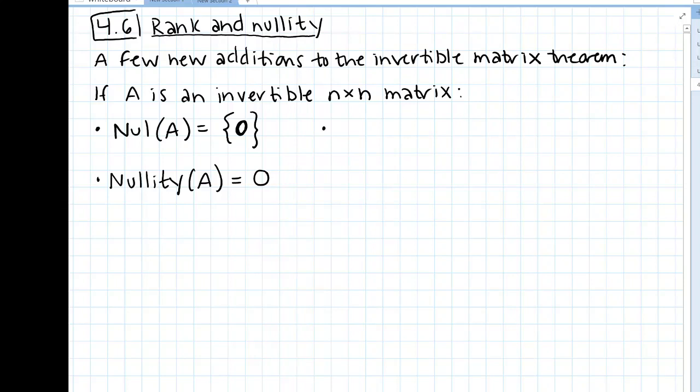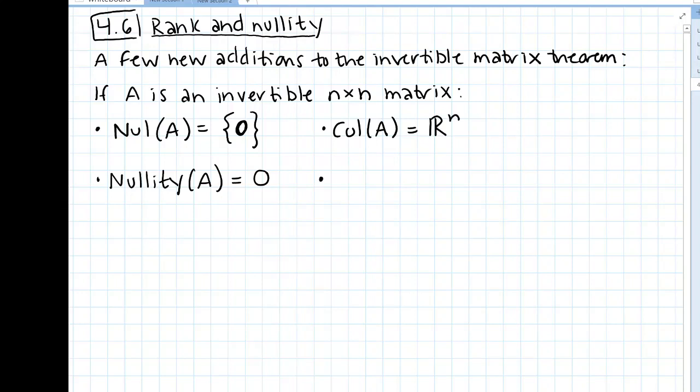Okay, there's something else we can say. We know that when you have an invertible n by n matrix, its columns have to span all of R^n. And so another way of saying that using our new vocabulary is that the column space of A is equal to R^n.